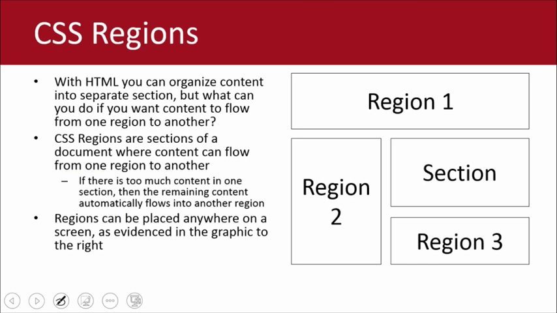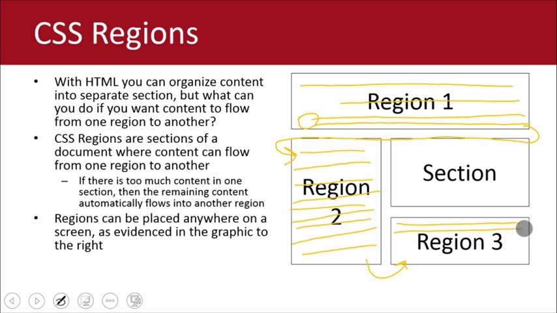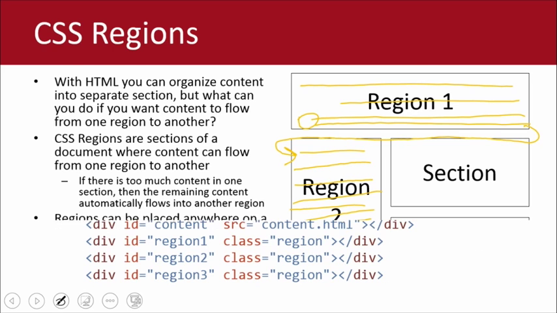Okay, if I've got region 1 here, I have a bunch of content that flows through region 1. Well, let's say that I want that content to wrap and come over here to region 2. But let's say there's so much content in region 2, I want it to wrap over to region 3 as well. Well, I can do that with CSS regions, and they can be placed anywhere on a screen, as evidenced by this graphic here, which makes them that much cooler.